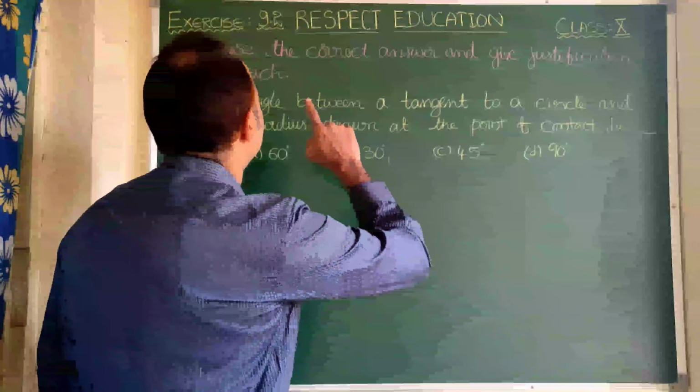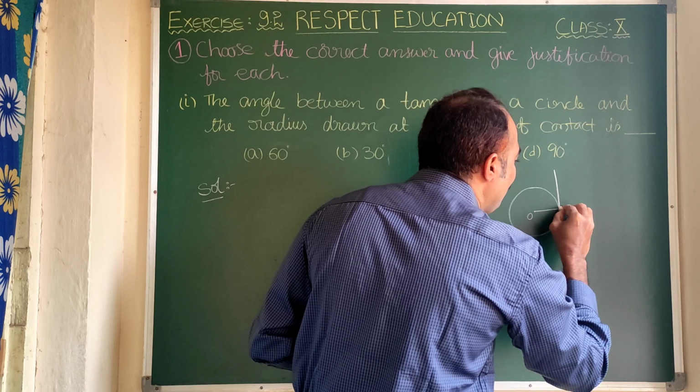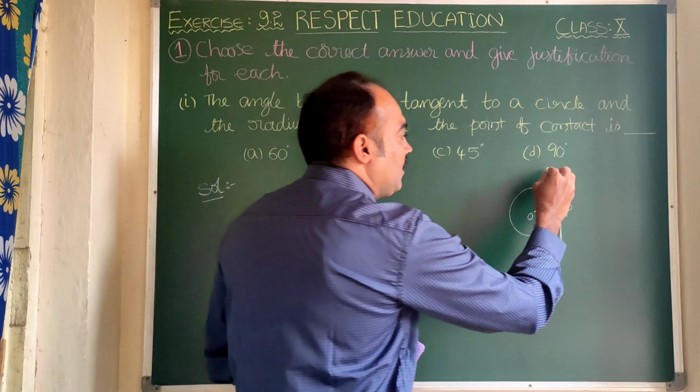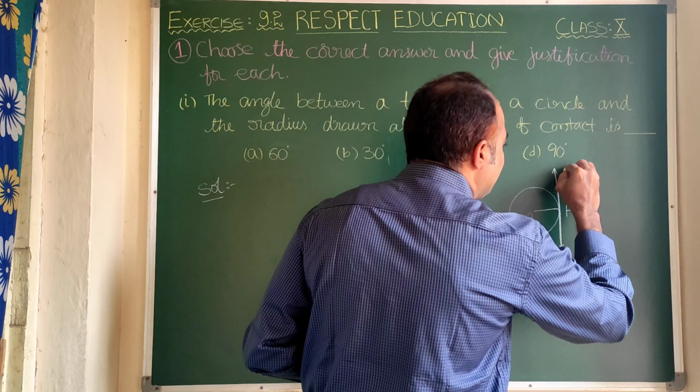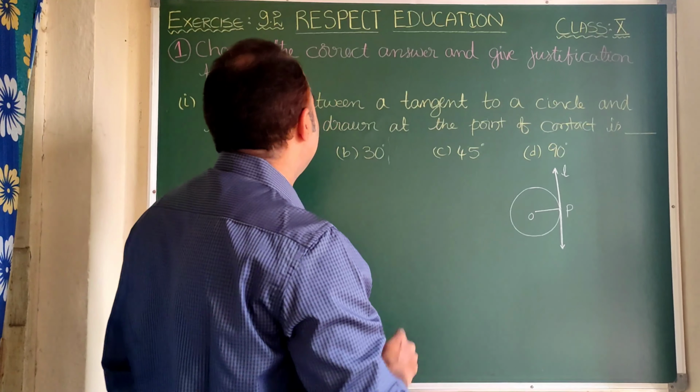To solve it, let us consider a circle whose center is O. And here we have to draw a tangent. As you know, a tangent can be drawn at any point of the circle. Here I am drawing the tangent in this way. See, the tangent intersects the circle at a point. Let this point be P. Now join OP. OP is the radius. Now I am taking this L as the tangent. Right. Now let us see the question.